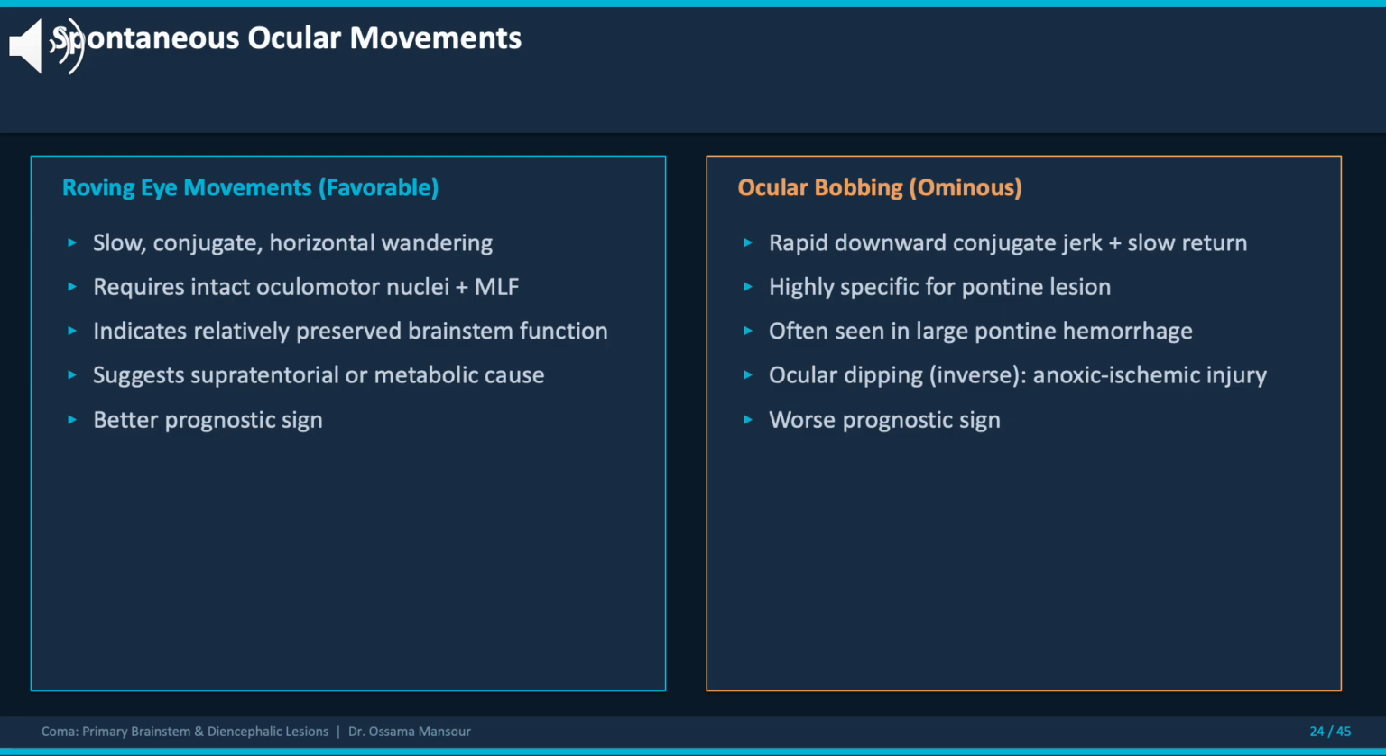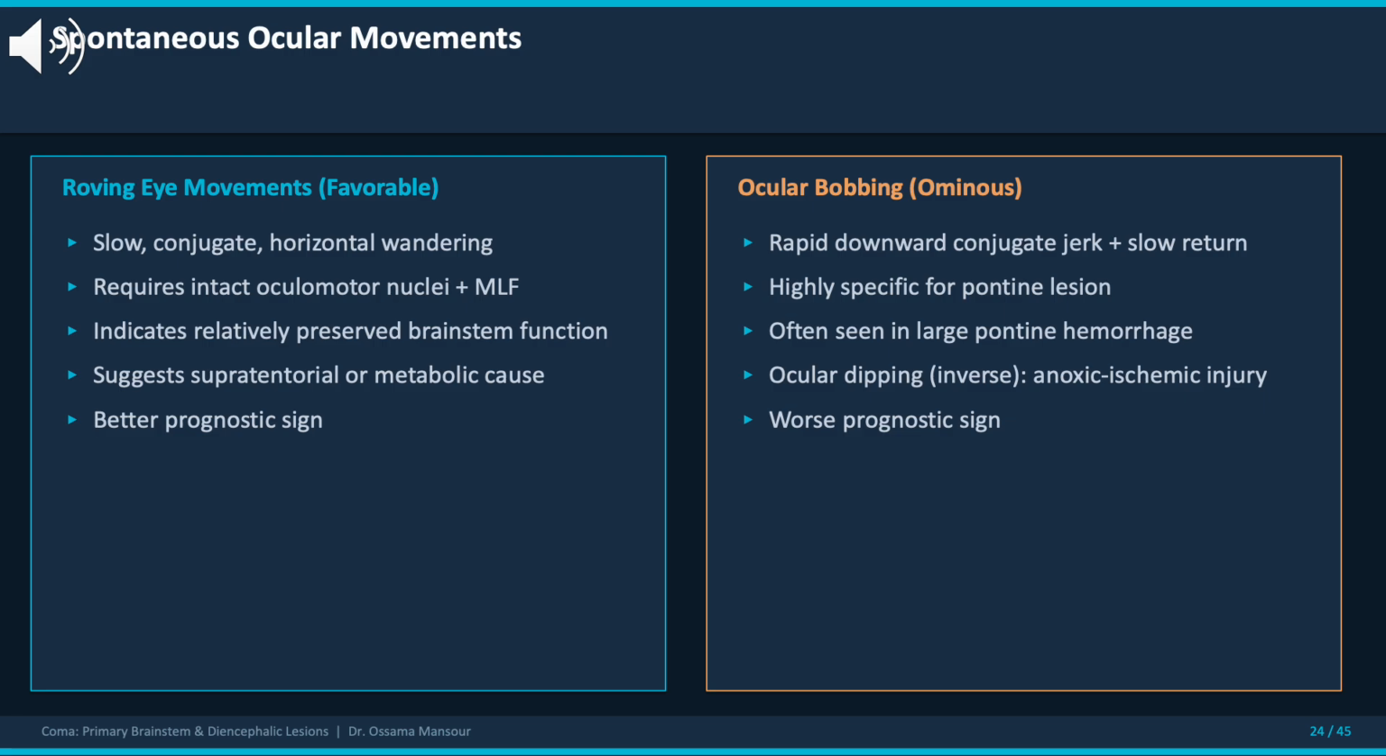In contrast, ocular bobbing represents a much more ominous finding. This consists of a vertical conjugate jerking movement characterized by a rapid downward phase where both eyes suddenly dart downward, followed by a slow return to the horizontal meridian. This distinctive finding is highly specific for a pontine lesion, often a large destructive lesion such as a pontine hemorrhage. Ocular dipping or inverse ocular bobbing has the opposite temporal pattern and indicates diffuse cerebral injury such as severe anoxic ischemic encephalopathy.